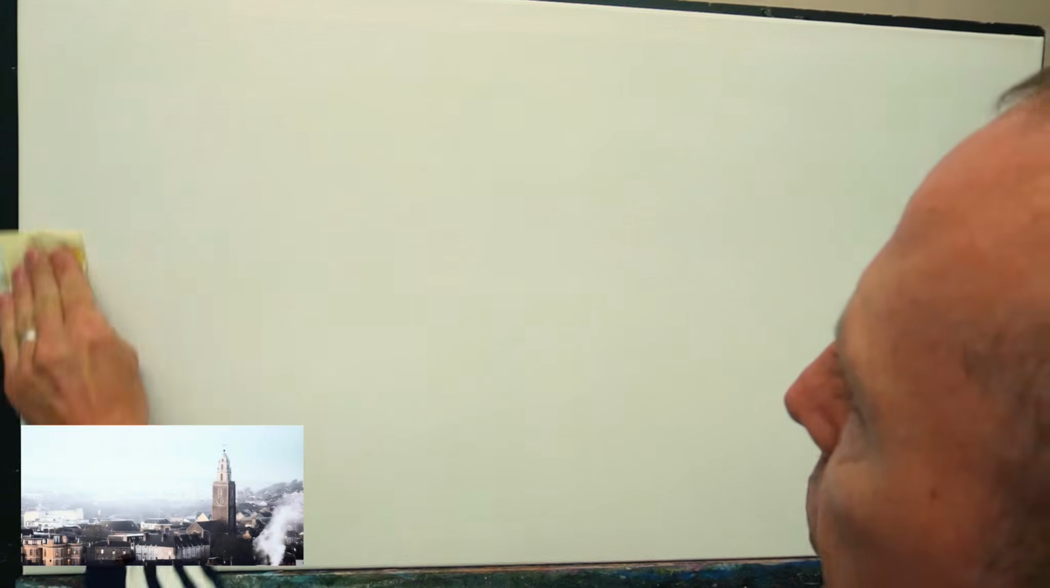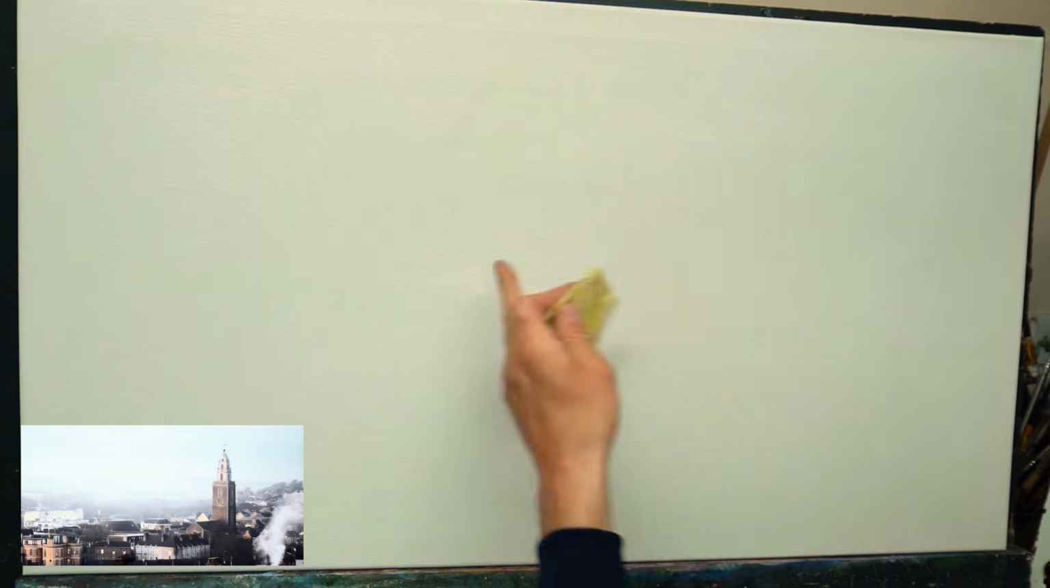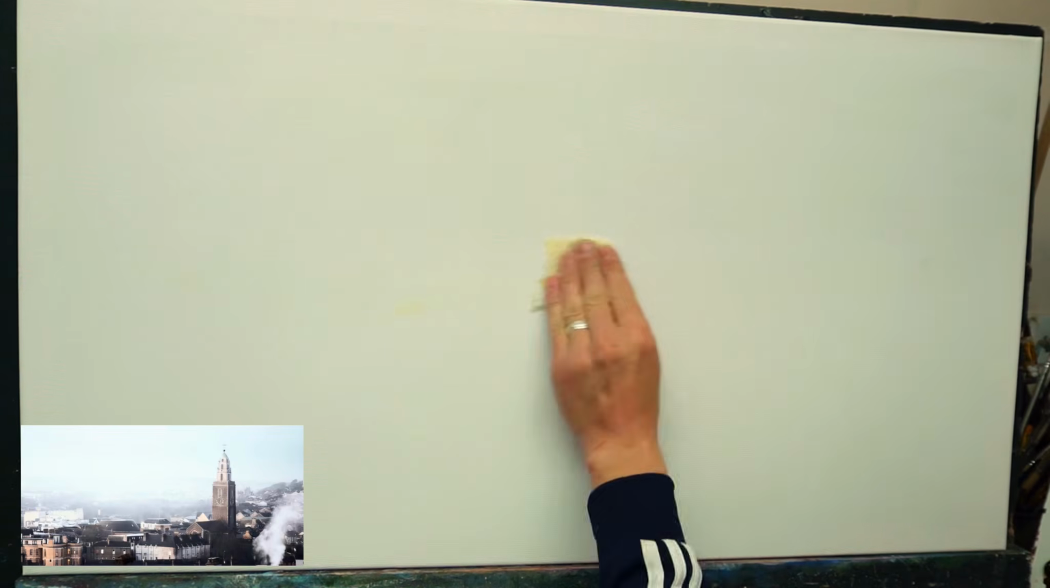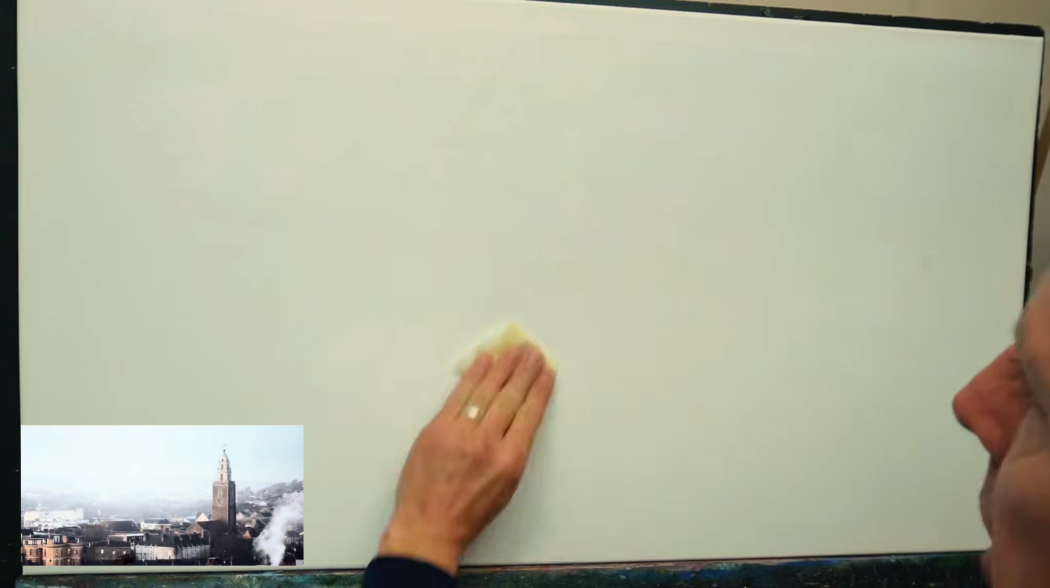I like to do this because it avoids patches on your sky. I find it very annoying sometimes, when you're painting a big landscape like this and you end up with patches of dry paint. This helps to stop that. So I'm just priming the top half of my canvas. There we go. That will do fine.